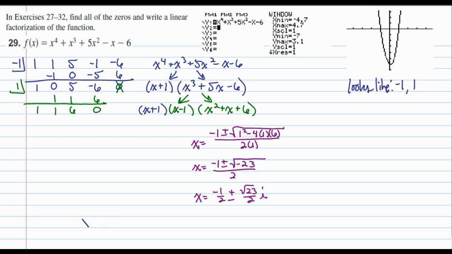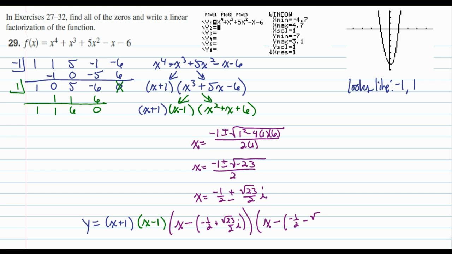So now I've found the factorization. Y equals x plus 1 from my first round of synthetic division times x minus 1 from the second round of synthetic division. Now, -1/2 plus the square root of 23 over 2i is a 0. So x minus that mess, -1/2 plus the square root of 23 over 2i, is a factor. And then x minus, remember it's always x minus the 0, so x minus -1/2 minus the square root of 23 over 2i.